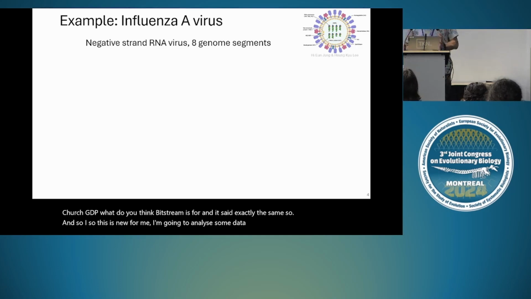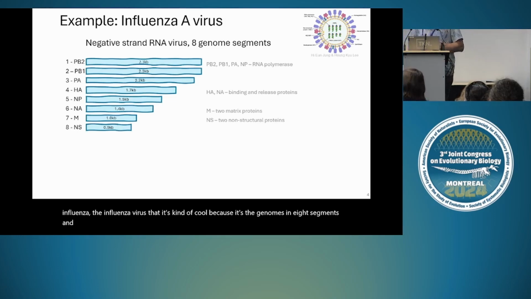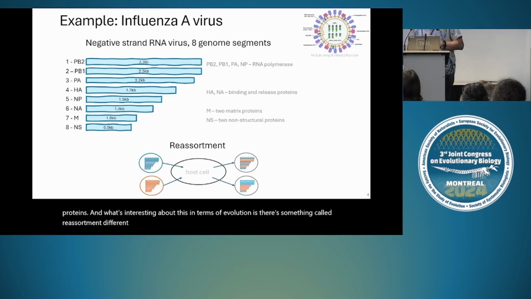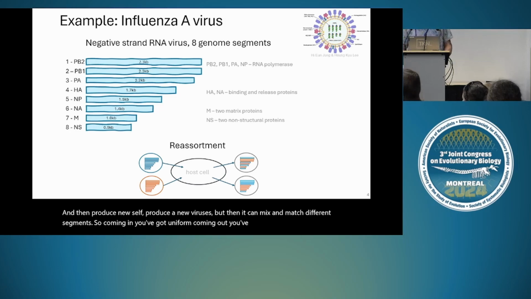So I always heard about influenza, the influenza virus, that it's kind of cool because its genome's in 8 segments. And so here are the 8 segments. There's 1 gene per segment coding 1 or 2 proteins. And what's interesting about this in terms of evolution is there's something called reassortment. Different viruses infect the same cell and then the cell produces new viruses, but then it can mix and match different segments. So coming in, you've got uniform. Coming out, you've got a mixture.